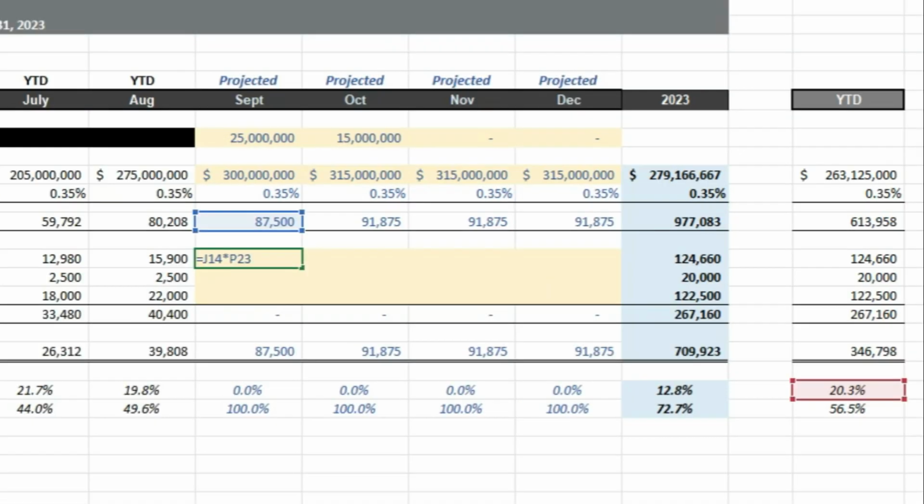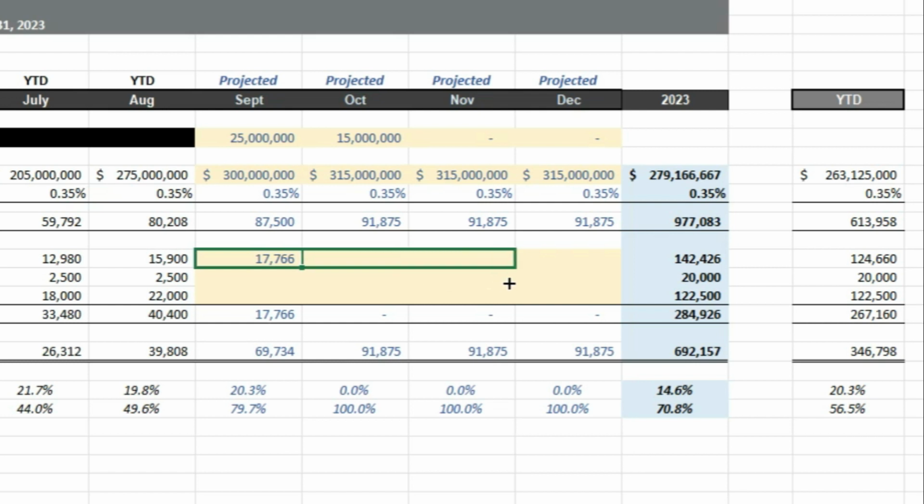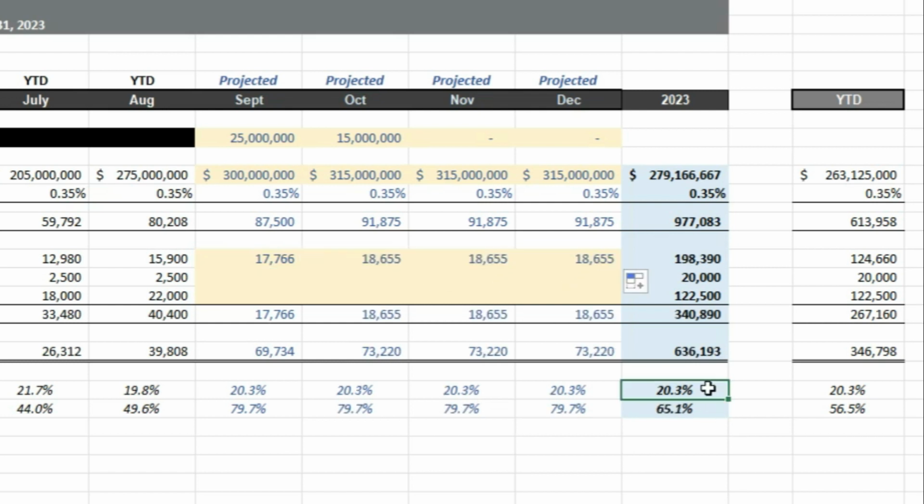So I'm going to use that as my average of what we're paying out for the rest of the year, or what I'm going to project what we're going to pay out for the rest of the year. So I'm going to take our revenue times 20.3% to get an estimate, a weighted average estimate of what those costs are going to be for September, October, November, and December, so I can get an idea of what that full year expense is going to look like.